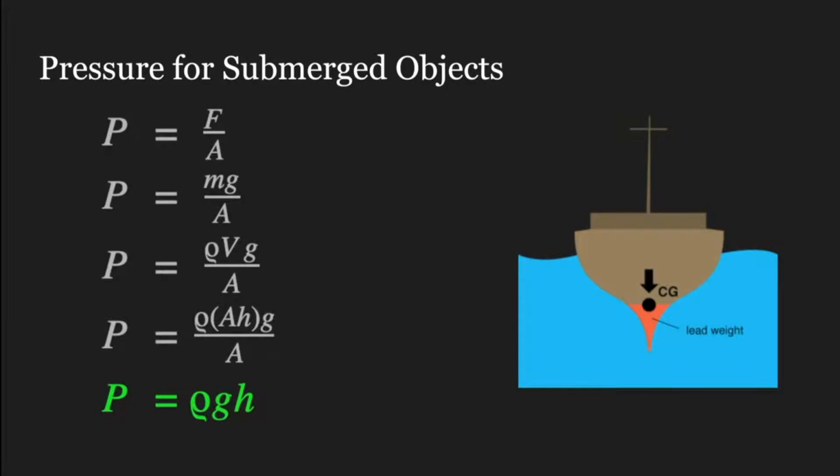Now, volume is equal to surface area times height. So we can use the surface area of the object and the distance from the surface to that point. So we get P equals density times area times height times acceleration due to gravity over surface area. Finally, those surface areas cancel each other out, so we're left with pressure being equal to density times gravity times height. Next, we are going to talk about buoyancy and the buoyant force.